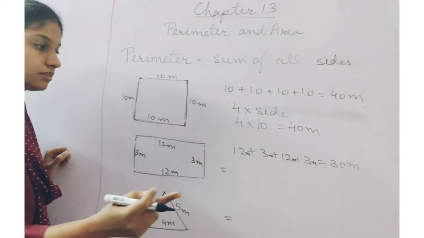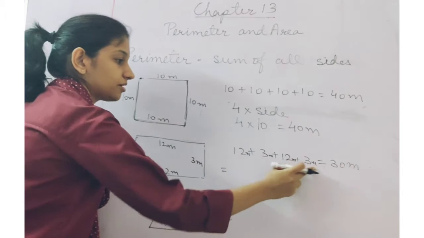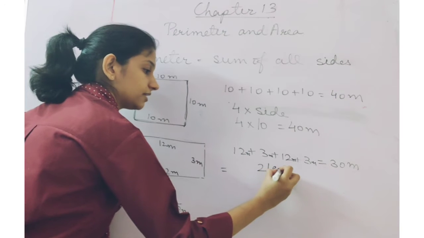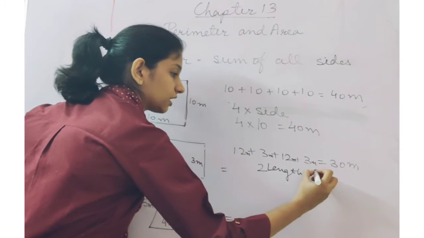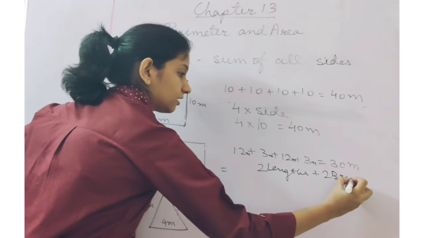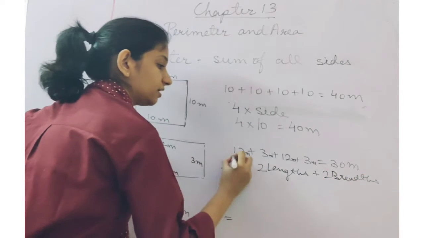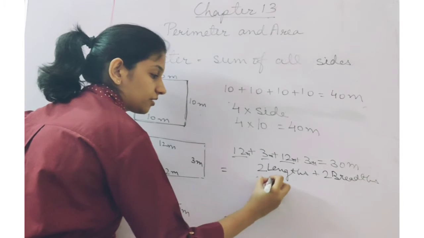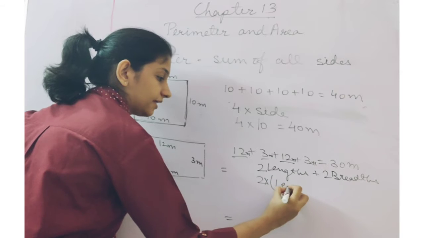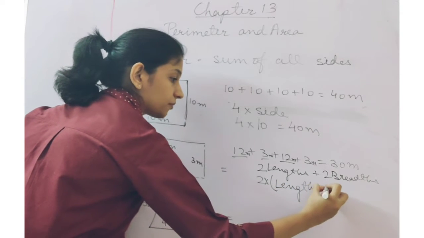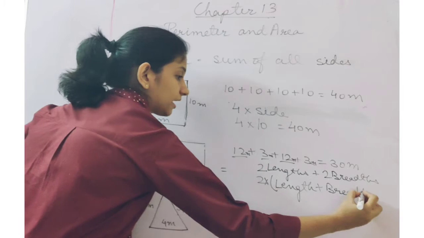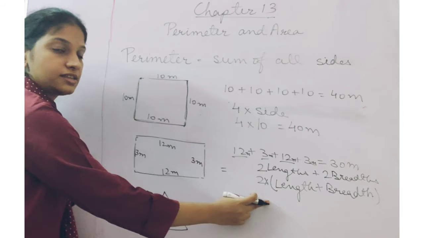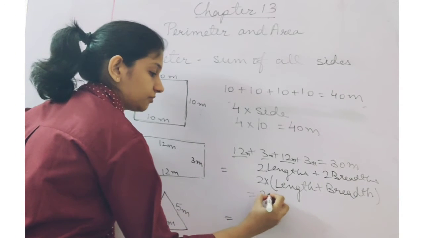But another way, now to make it easy, because we are adding the same number 2 times, instead of adding the same number 2 times, I can write 2 times length and 2 times breadth. Right? 2 times length and 2 times breadth. So it can be put as 2 multiplied by length plus breadth, which is the formula for calculating the perimeter of a rectangle. Now let's check by this method whether we are getting the same answer or not.